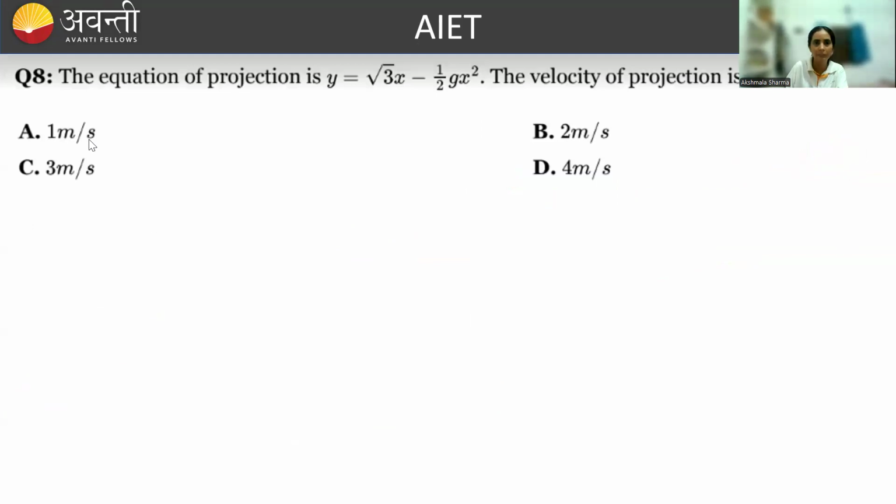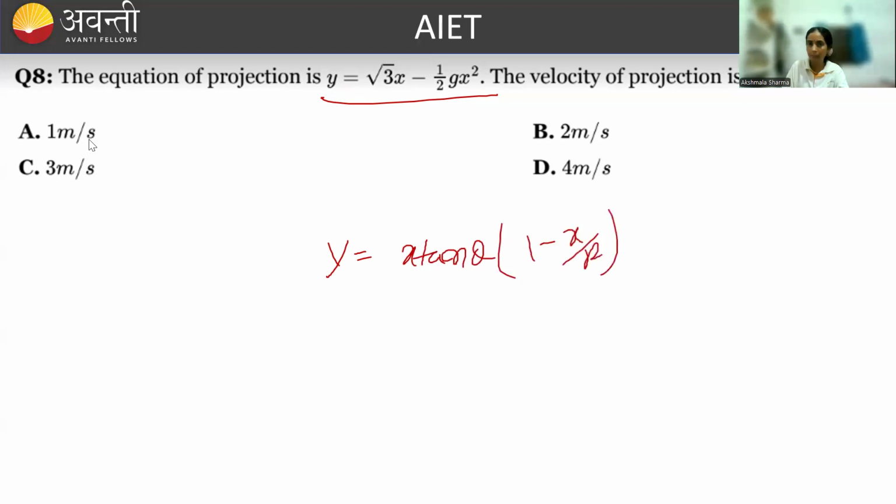The equation of projection is given as this. Velocity of projection is what? Again, I will explain it because in the previous test I did another equation of projectile motion. Or the simplest equation: y equal to x tan theta (1 minus x by r). It can be simply written like this, where x and y is the position of projectile at any time t. Theta is the angle of projection, r is the range.